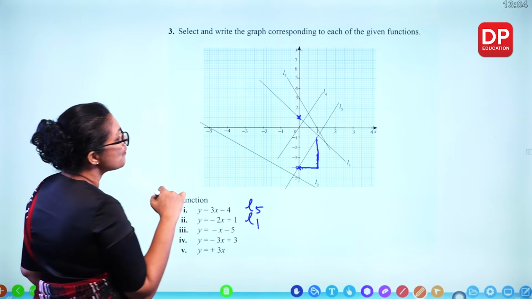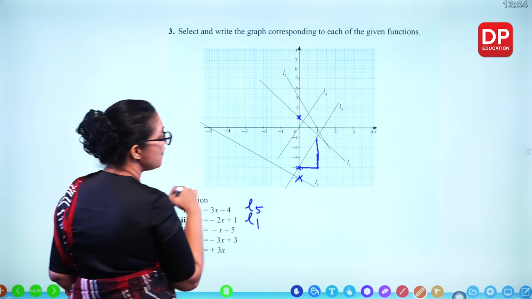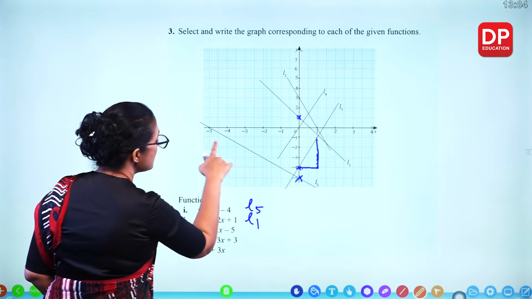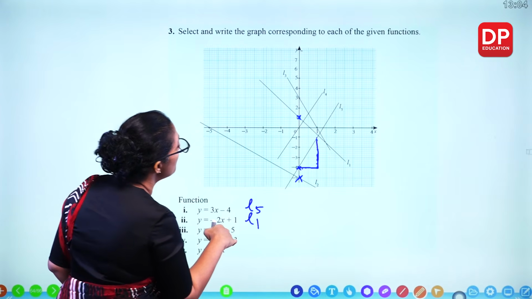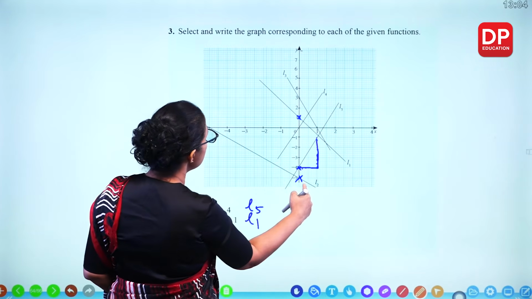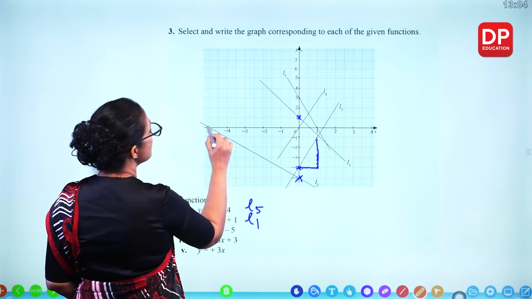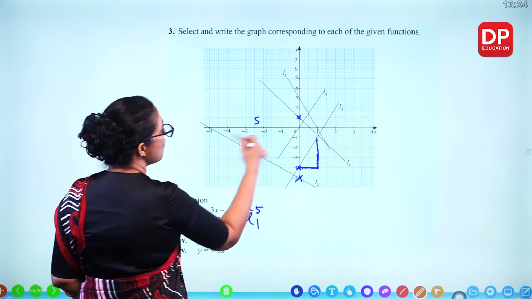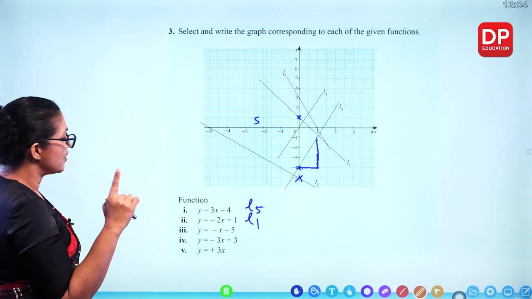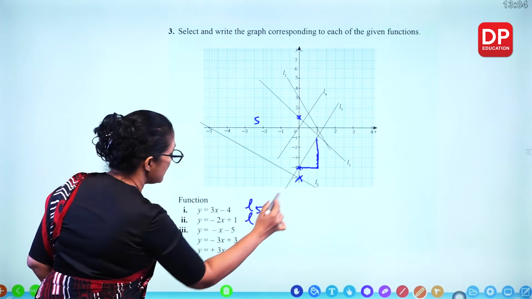Minus x minus 5. So minus 5 is the intercept. So this is the line, and here minus x means slope is 1, the gradient. Yeah, if you take this whole thing, this is 5 and this is 5. 5 divided by 5, 1. So this is this line, that's L2.